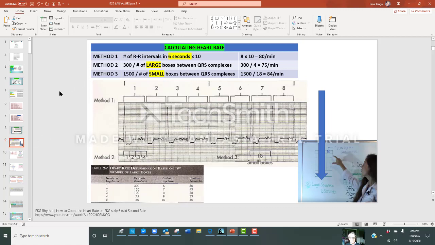Method 2 is 300 divided by number of large boxes between QRS complexes. And the video before showed how you can do that for a regular heartbeat as well as an irregular heartbeat. For irregular heartbeats, you would have to do at least 3 QRS complexes. So R to R, R to R, R to R, and take 300 times 3, and then divide it by your number of boxes. And if you want more detail on that, go ahead and look at part 3.